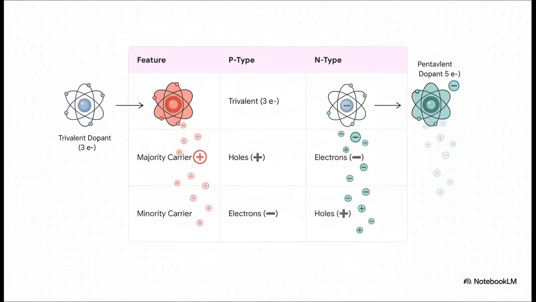So let's just put them side by side to make it super clear. For P-type, we use a dopant with 3 valence electrons. This makes holes the majority carrier. There are tons of them, and leaves just a few free electrons as the minority carrier. For N-type, we use a dopant with 5 valence electrons, which means electrons the majority carrier and holes the minority. We've successfully created these two perfectly complementary materials.